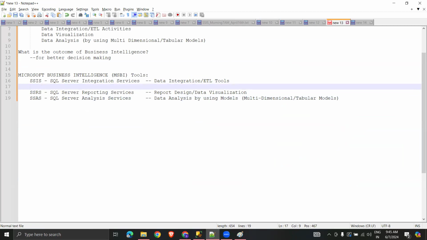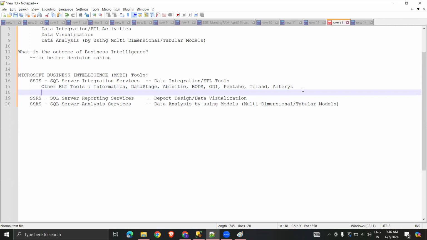SSIS is a data integration tool or ETL tool. Other ETL tools available in the market are Informatica, DataStage, Ab Initio, BODS, ODI, Pentaho, Talend, Alteryx. We have this many ETL tools available in the market.